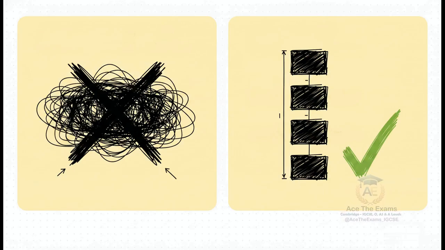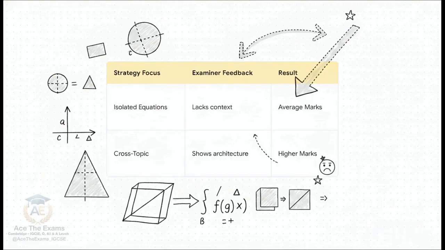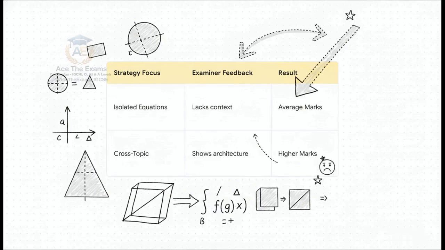But examiners are not looking for a data dump. They really prioritize your ability to go deep and show structured, analytical reasoning over just superficially covering a ton of ground. To put that into perspective, if you treat product and quotient rules as just isolated, standalone equations, examiners are going to note that your work lacks context, and you'll end up with average marks at best. But candidates who reference cross-topic connections, meaning they actually show how differentiation integrates with other areas of the syllabus, achieve significantly higher marks. They're demonstrating a real understanding of the theoretical architecture, not just reciting a memorized formula.